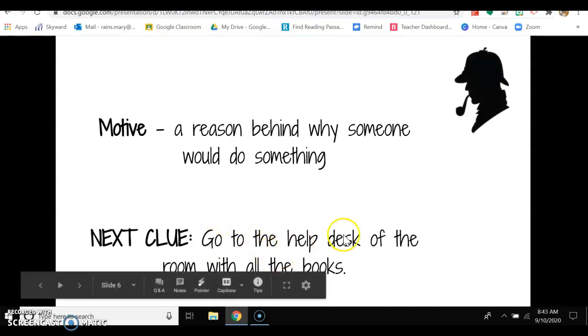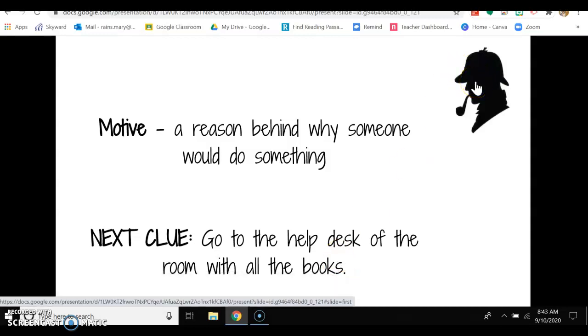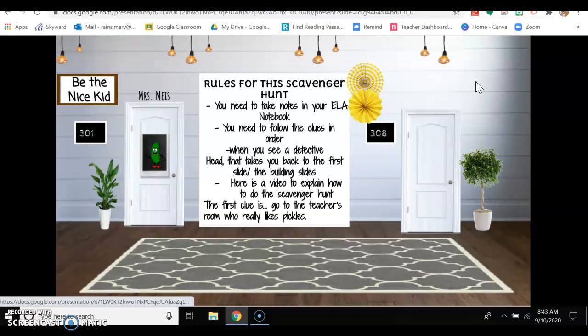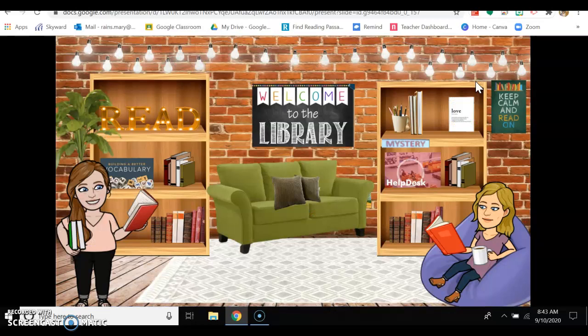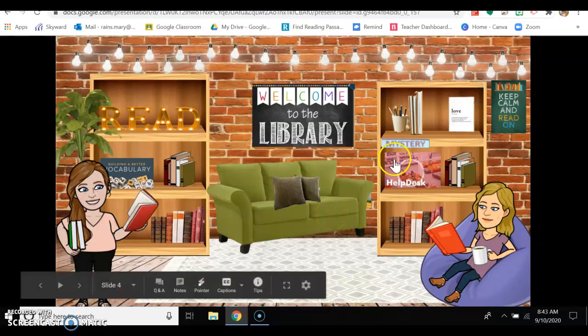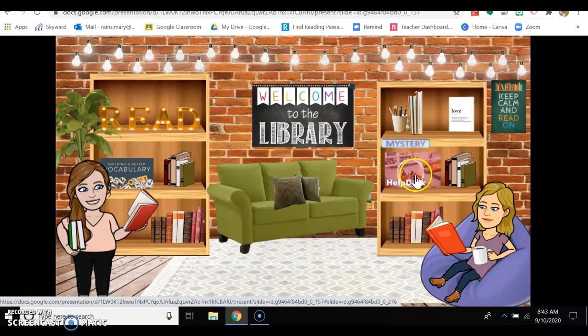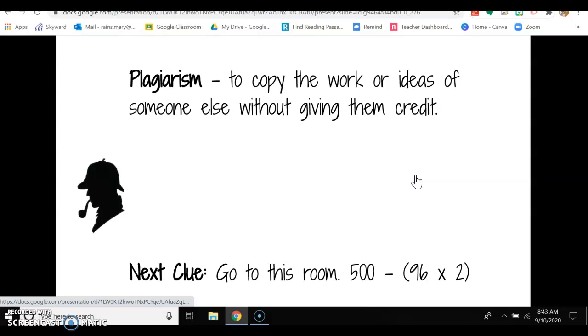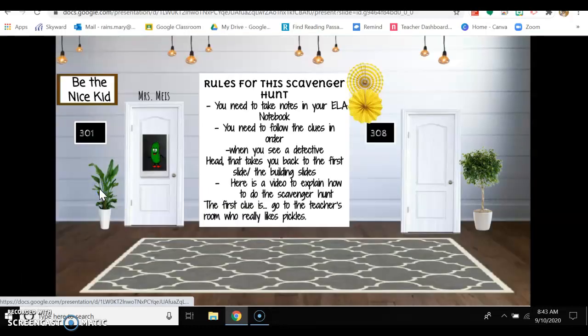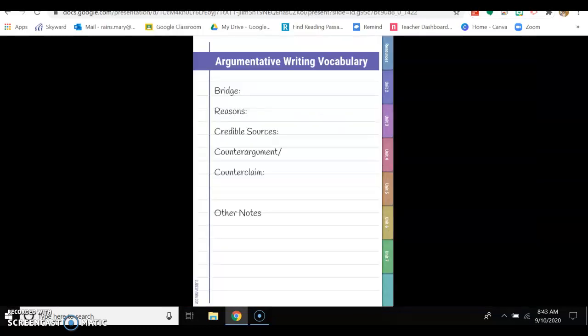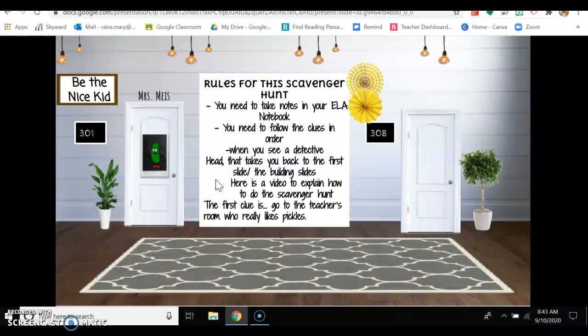So you're going to go to the help desk of the room with all the books. So then you're going to click the detective's head, like one of the rules states, and it's going to take you back here. So you're going to find the help desk in the library. And so I found the library side, and then I find something that points me in the right direction of a help desk. So then I keep going from there. Again, I have another term, I have another clue, and I have another head that takes me back to the building slides. And that's how you navigate this Be a Detective scavenger hunt.